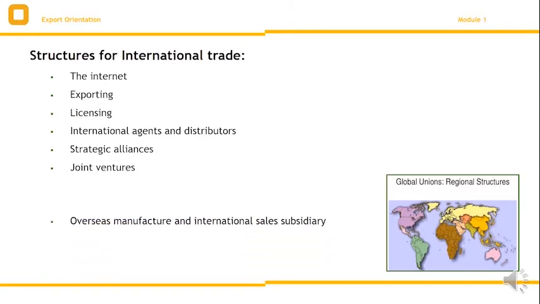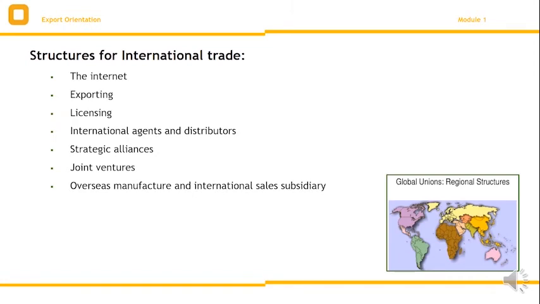You could also choose to set up a plant in the country that you're going to be exporting to. So, for example, let's say you are a manufacturer of clothing. Instead of exporting completely finished goods and products, you can set up a factory that is going to manufacture the clothing in the country that you are exporting to. So that is overseas manufacturing and international trade subsidiary. So you could also set up a plant in the country that you're going to be exporting to.